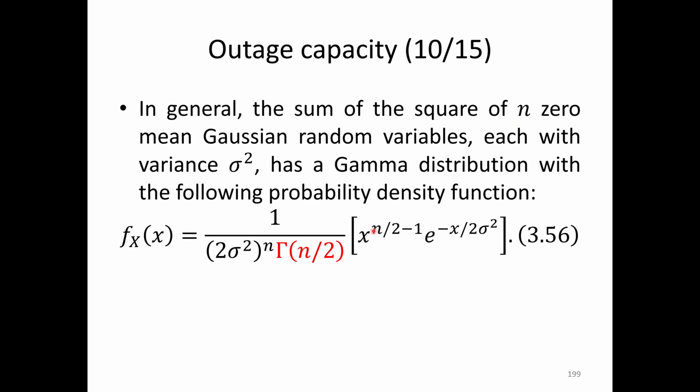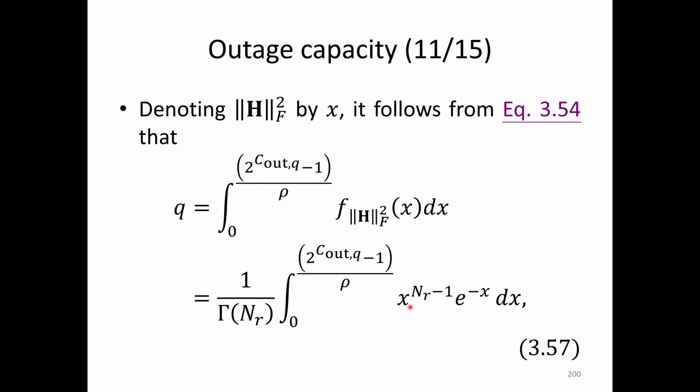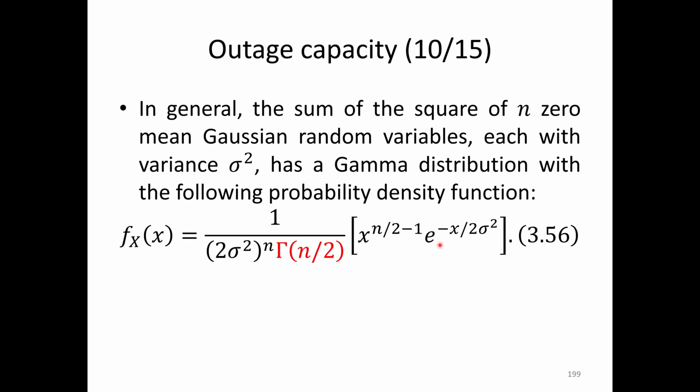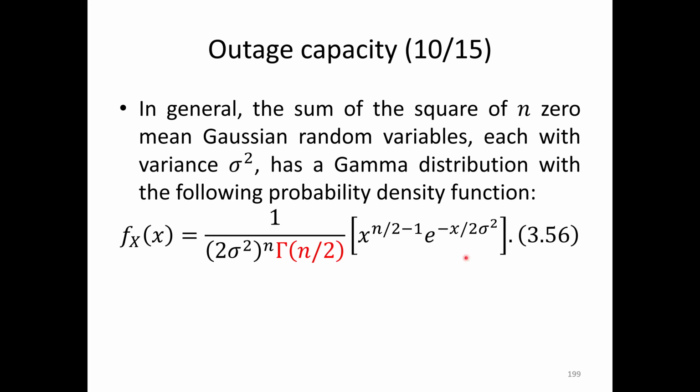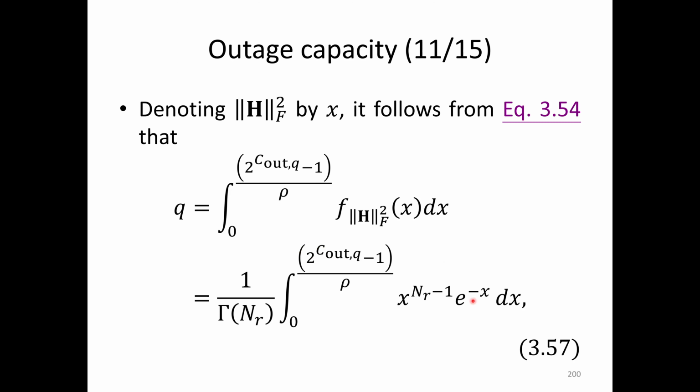And x to the power of n over 2, now n is equal to 2nr, so this term becomes x to the power of nr minus 1. So here is the term x to the power of nr minus 1. And exponential minus x over 2 sigma square. And now sigma square is equal to 1 second, so this term becomes exponential minus x. So here, exponential minus x dx.